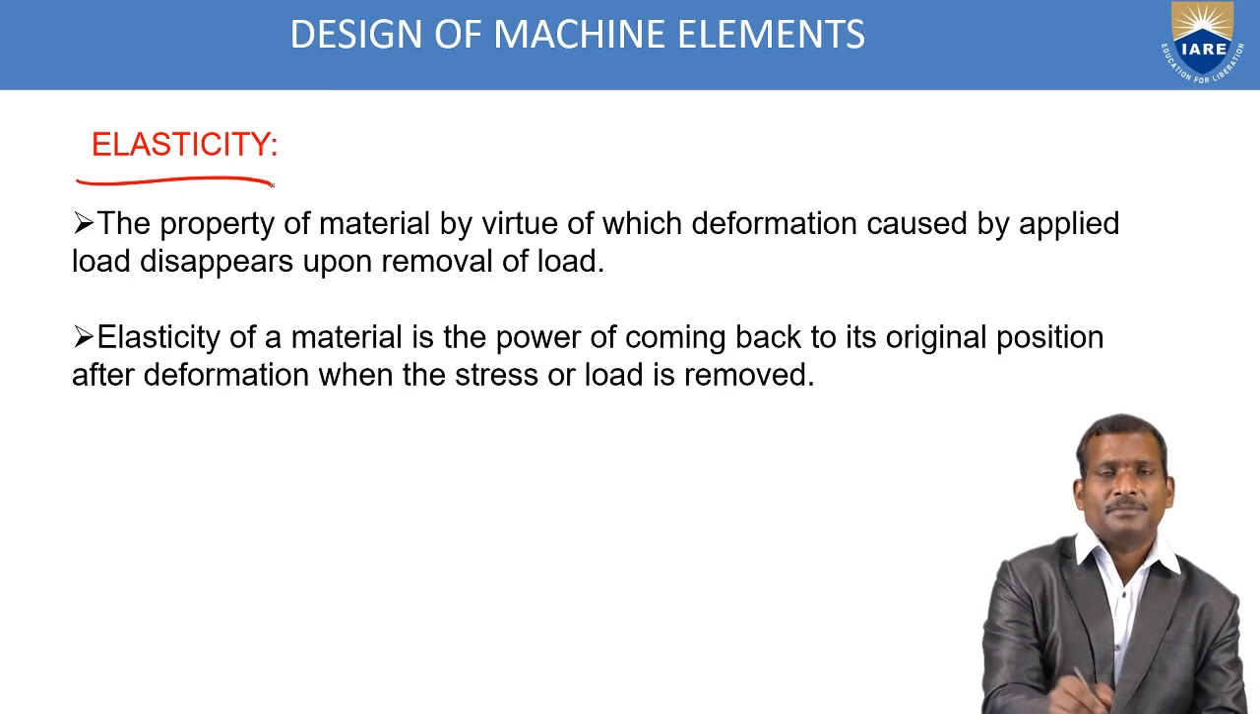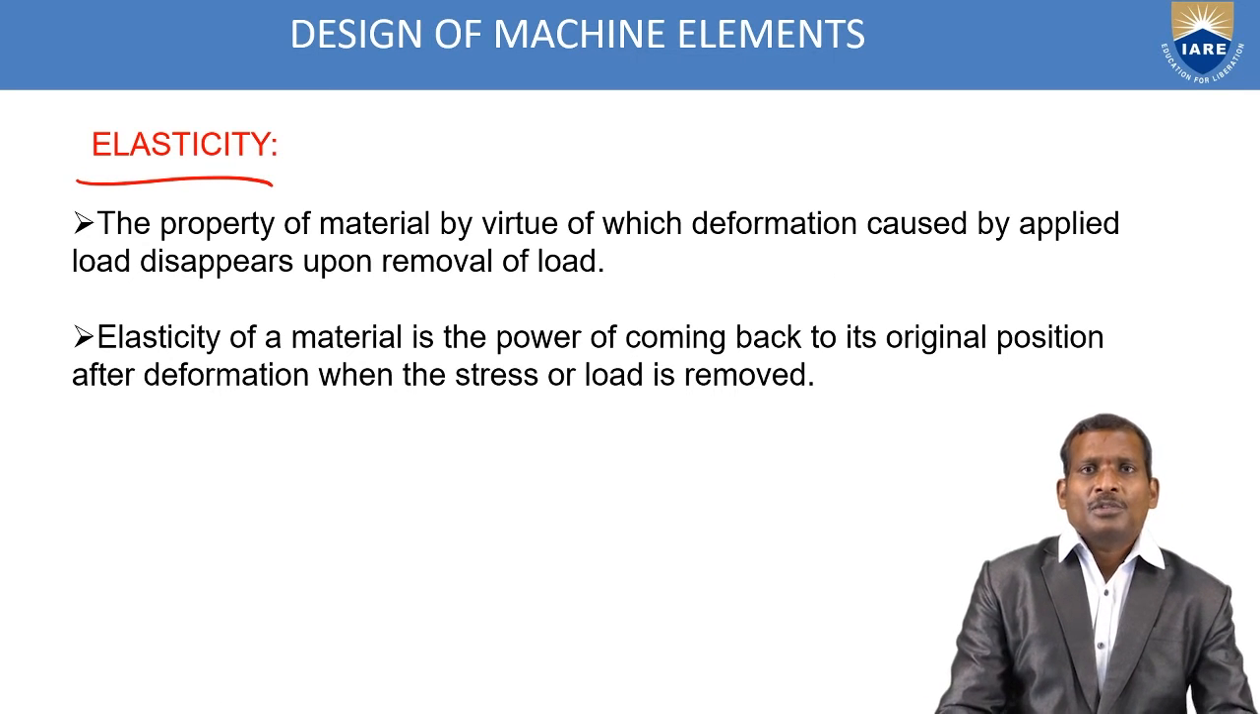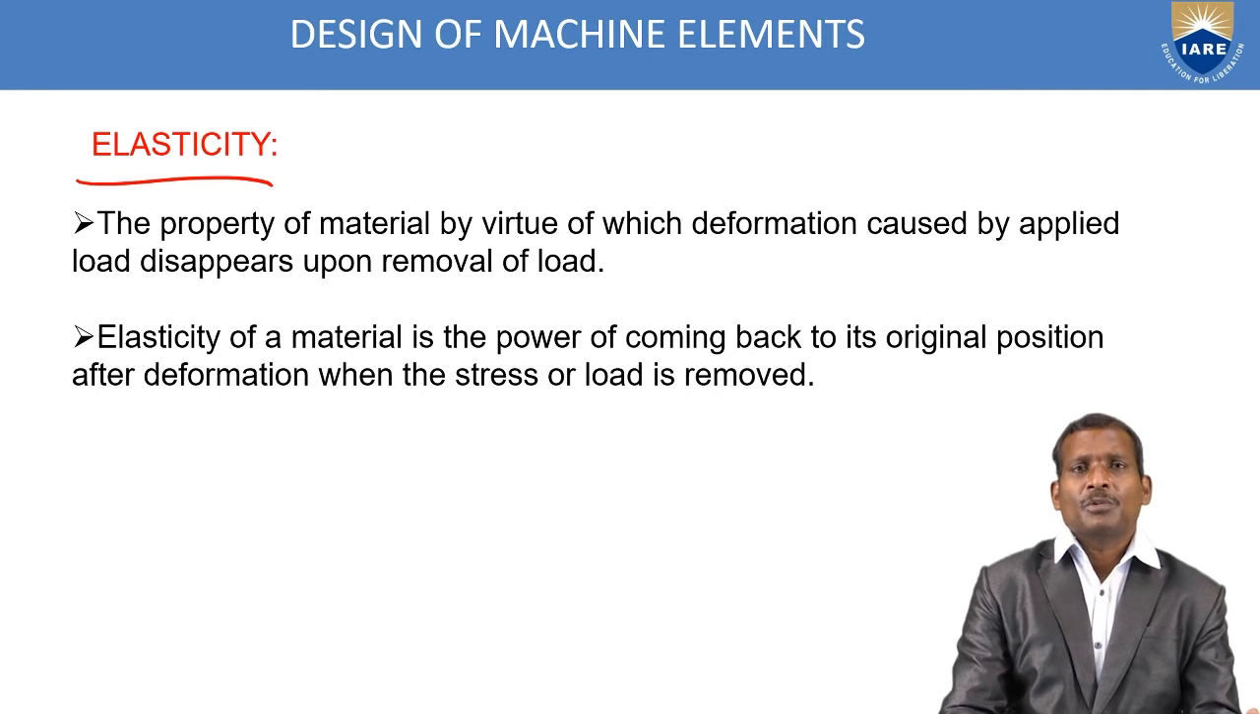Next property, elasticity. The property of material by virtue of which deformation caused by applied load disappears upon removal of load. Suppose one component is subjected to tensile load, and immediately you remove that load. What will happen? Due to the load, some deformation will appear. Whenever you remove the load, it goes back to its original position. That type of property is called elasticity.